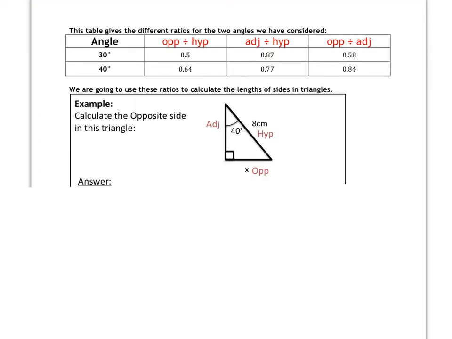Now that we know these ratios, let's start using them to calculate missing lengths in other 40-degree or 30-degree triangles. So the first one here is a 40-degree triangle where I know the hypotenuse, that's 8, and I want to work out the opposite. So the first thing I need to work out is the correct ratio. Well, it's 40 degrees, and I know both the opposite and the hypotenuse. So I'm going to use this ratio here, 0.64. Okay, so I need to work out what the opposite is. So I'm going to have opposite is equal to the hypotenuse multiplied by the ratio.